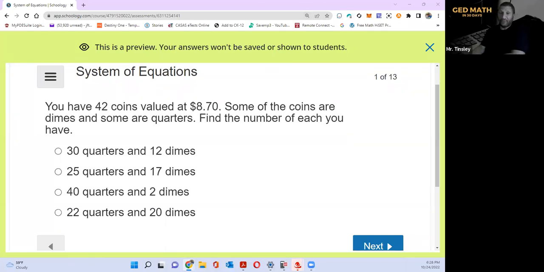So let's look at a study guide real quick. Now they're usually going to have a word problem like this as a system of equations, and then they're going to have an explicit system of equations where they give you the equations.